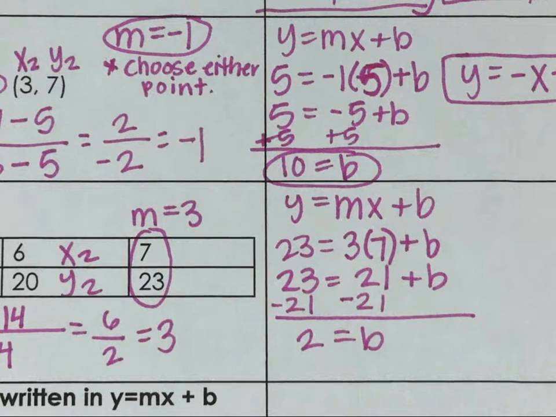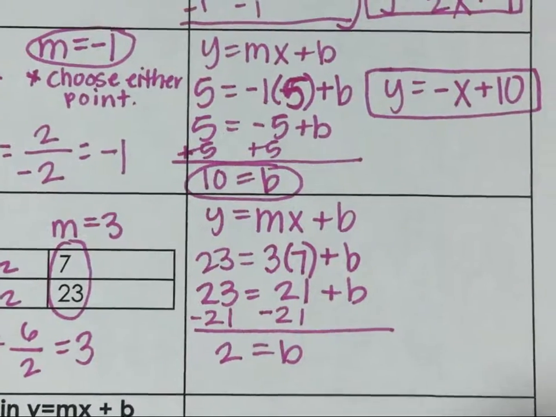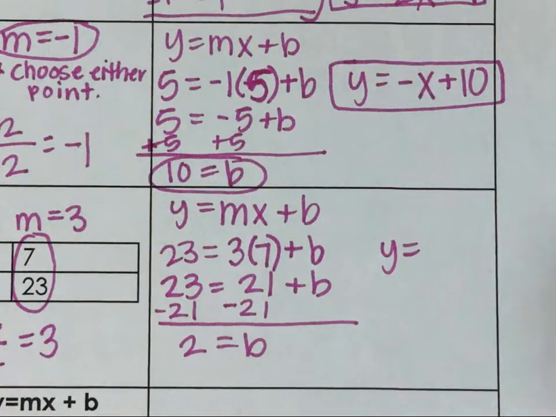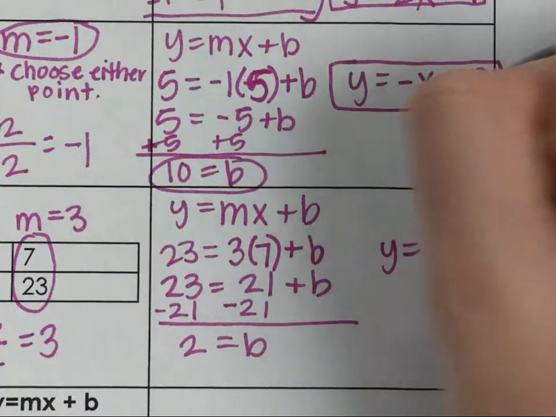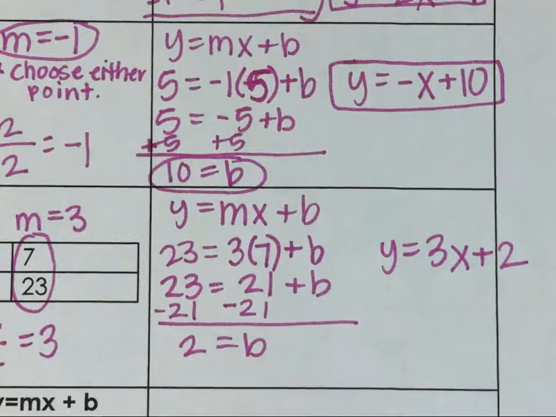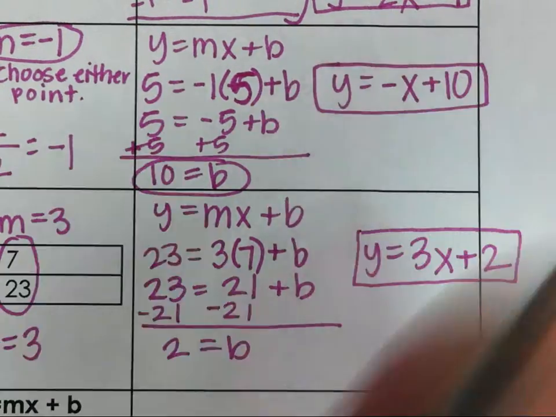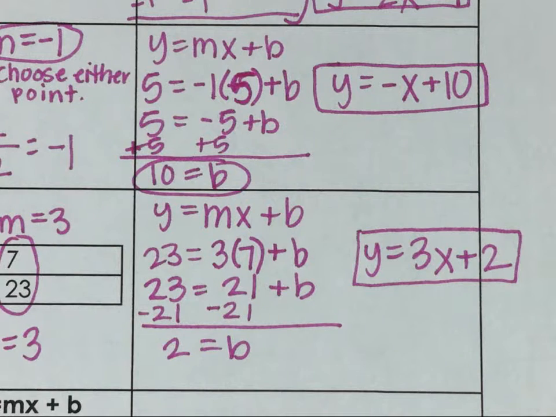My slope is 3. Now am I ready to write it in slope-intercept form? Yep. So let's do it. Y equals, good, 3x plus 2. There's my equation in slope-intercept form. Questions on that?